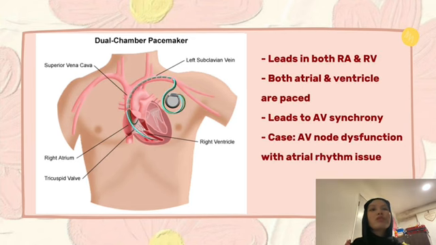And then for the dual chamber pacemaker, it means that the pacemaker leads are placed in the right atrium and also the right ventricle, allowing it to coordinate between the atrium and the ventricle, meaning that there will be AV synchrony here. Basically, it mimics the normal physiologic sequence of atrial and ventricular contraction, making it more suitable for patients who have AV node dysfunction with associated atrial rhythm issues.